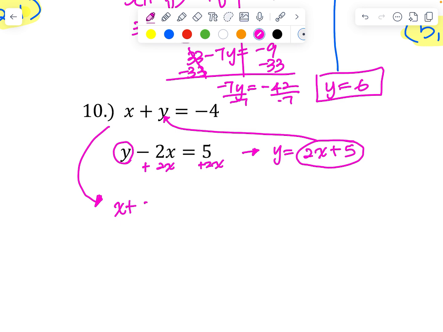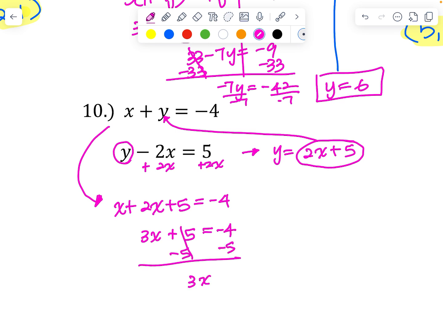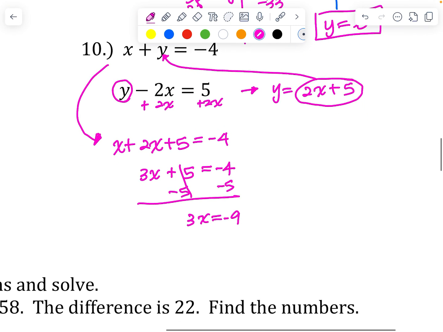X plus 2x plus 5 equals negative 4. X plus 2x is 3x plus 5 equals negative 4. Subtract 5 on both sides. So 3x equals negative 9. Divided by 3 on both sides. X comes out to negative 3.